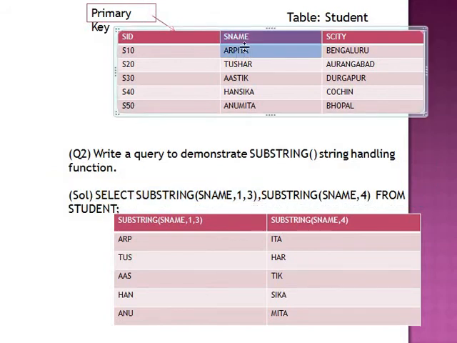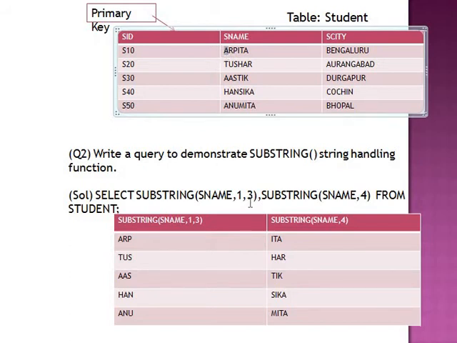Now look at the first entry arpita for the column SNAME. If the position of the first letter is 1, then it will be A here in the entry arpita, because at the position 1 or the first position we have the letter A.